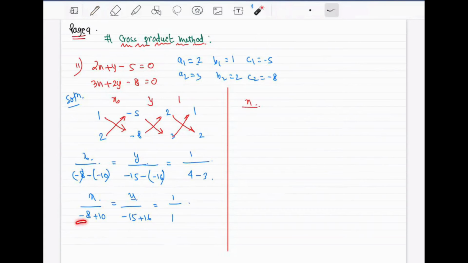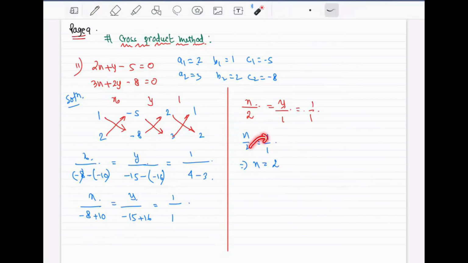X by minus 8 plus 10. We have to subtract them, different signs, isn't it? 10 minus 8 is 2. Y by minus 15 plus 16. It's same as writing 16 minus 15. So it's 1 again. 1 by 1, let's keep it. Make this 2 equal, first and last. So X by 2 is equal to 1 by 1. Cross multiply, we get X is equal to 2.